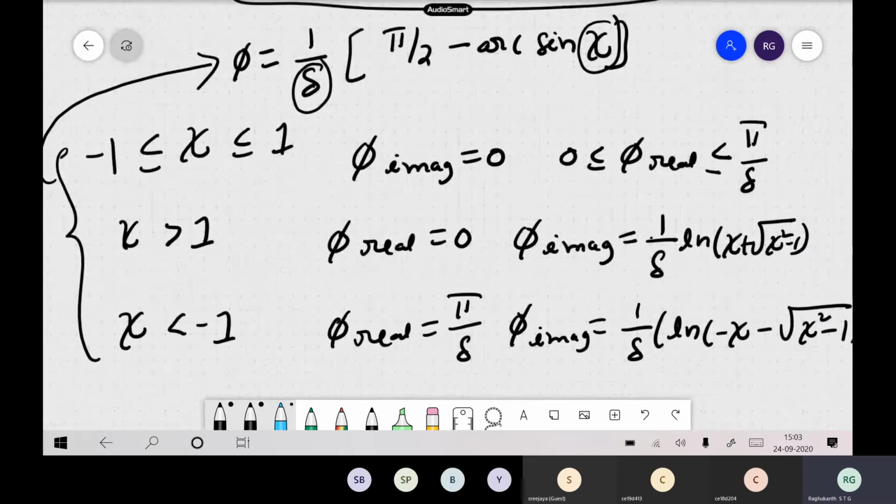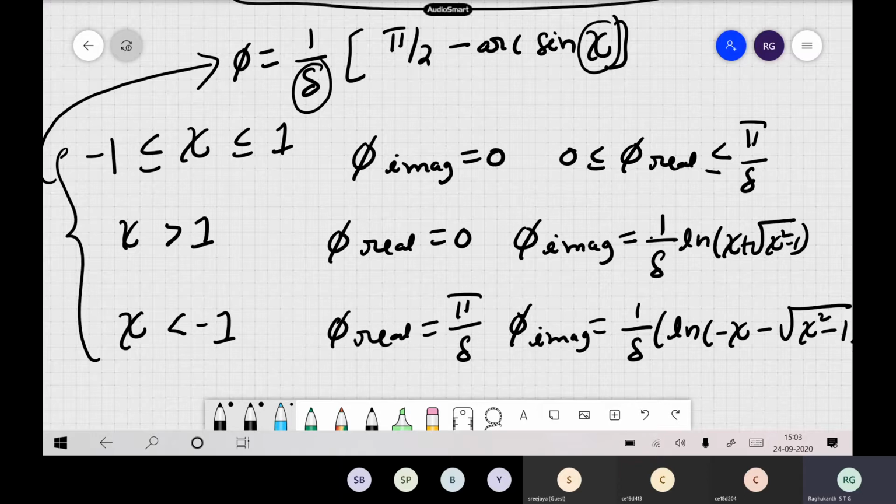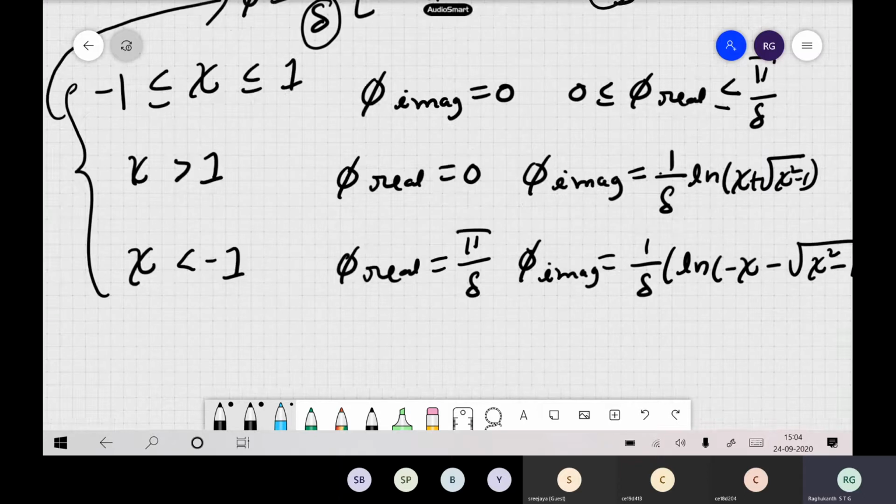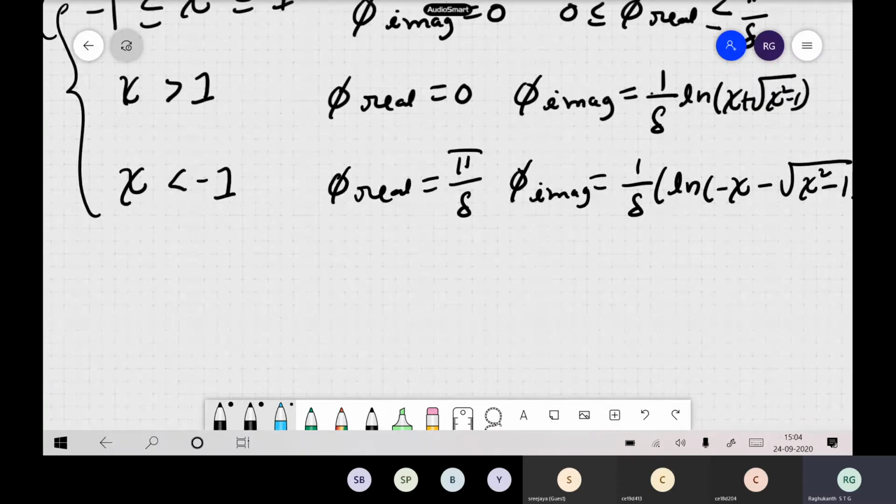If psi is between -1 and 1, the imaginary component is 0 and only the real portion is there. But when psi is greater than 1, phi real is 0 and phi is imaginary, 1 by delta into an imaginary number. When psi is less than -1, you have the real portion here, and phi will also be imaginary.